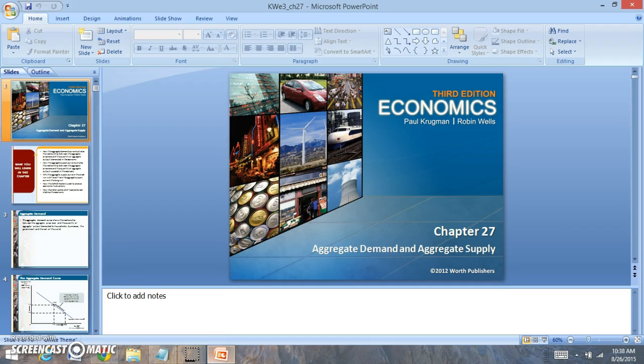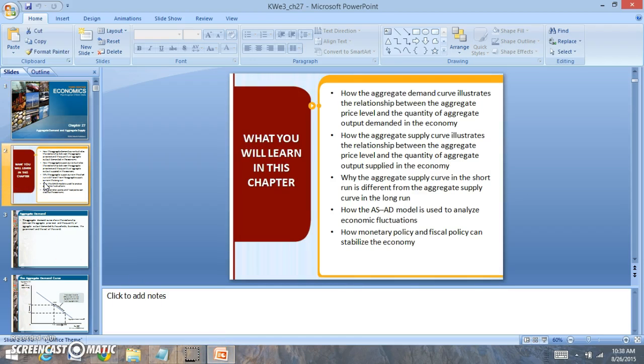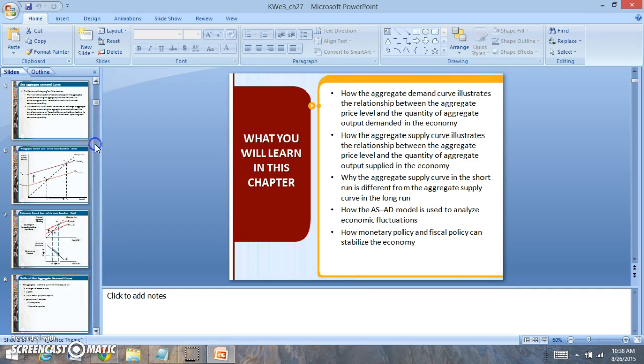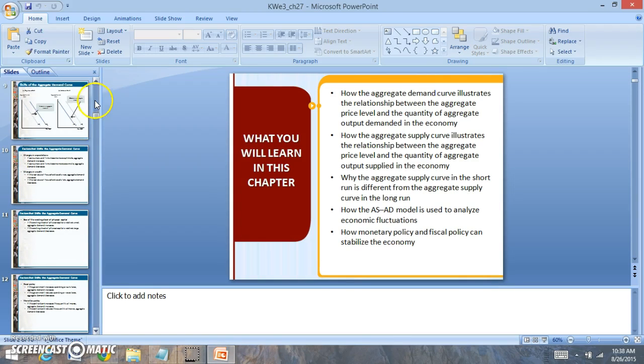So for this week, I want to go over some topics in aggregate, or chapter 27, aggregate demand, aggregate supply. And we look at aggregate demand.